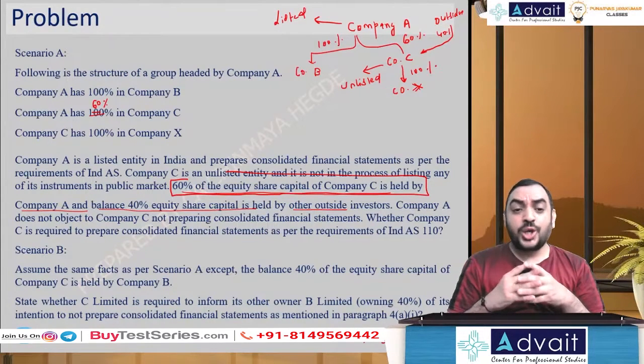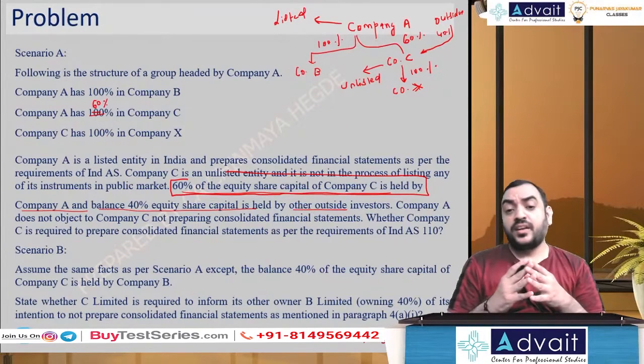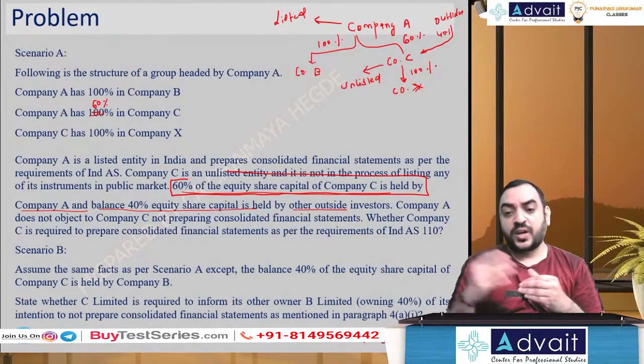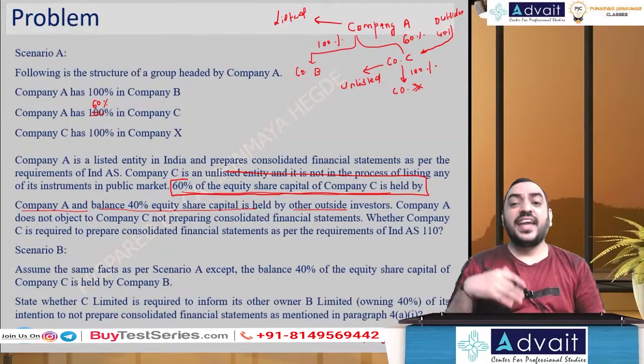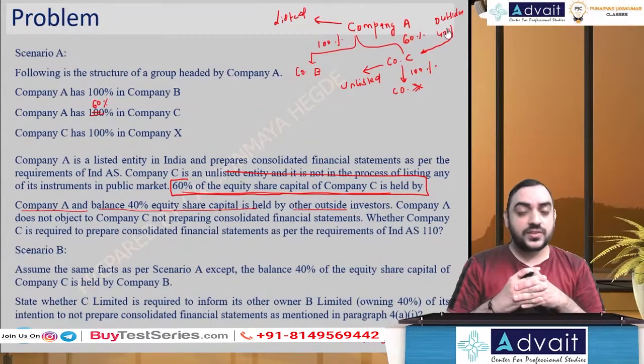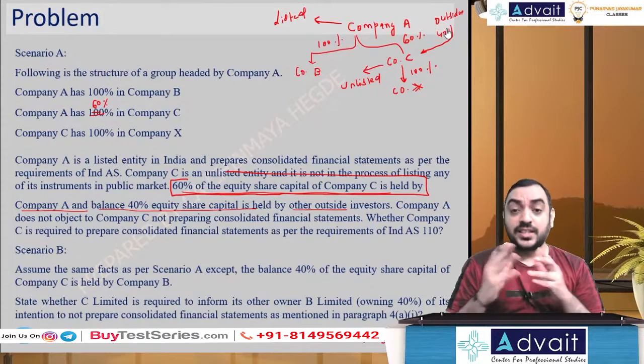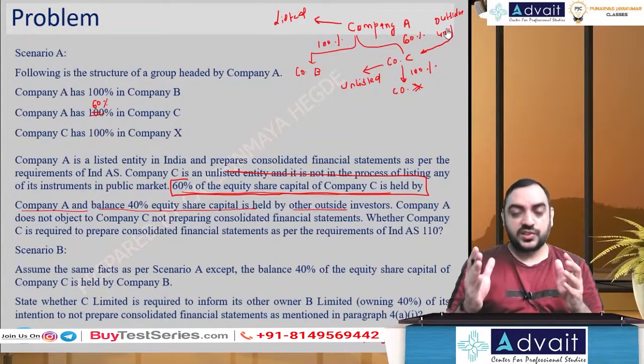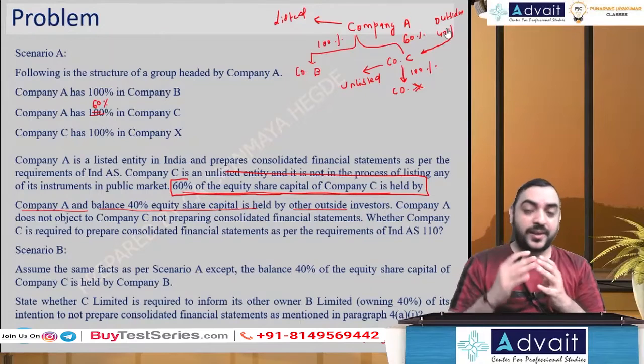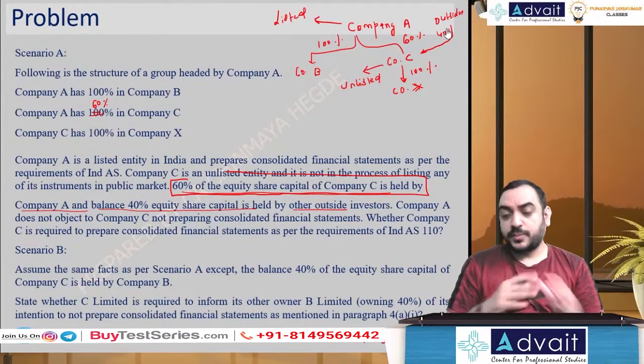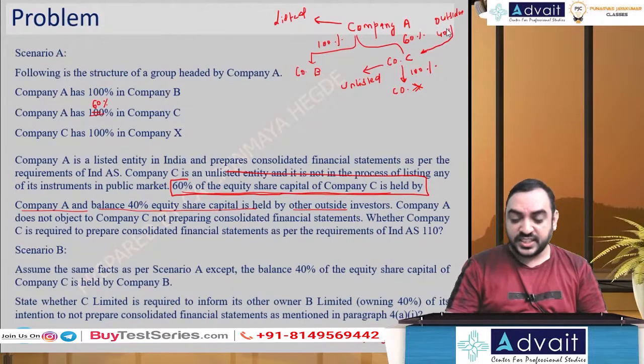Company A does not object to the company C not preparing consolidated financial statements. Whether the company C is required to prepare consolidated financial statements as per the requirements of Ind AS 110. So this is regarding exemption to prepare consolidated financial statements. Ind AS 110 has given certain situations, certain exceptions where you need not prepare consolidated financial statements. So what are those? Let me quickly revise it for your benefit. Then let me answer this part. I'll show you the chart part of that.